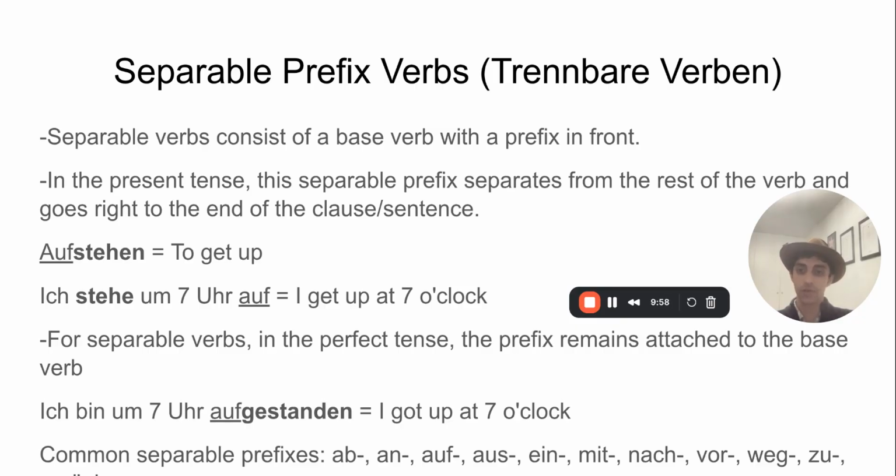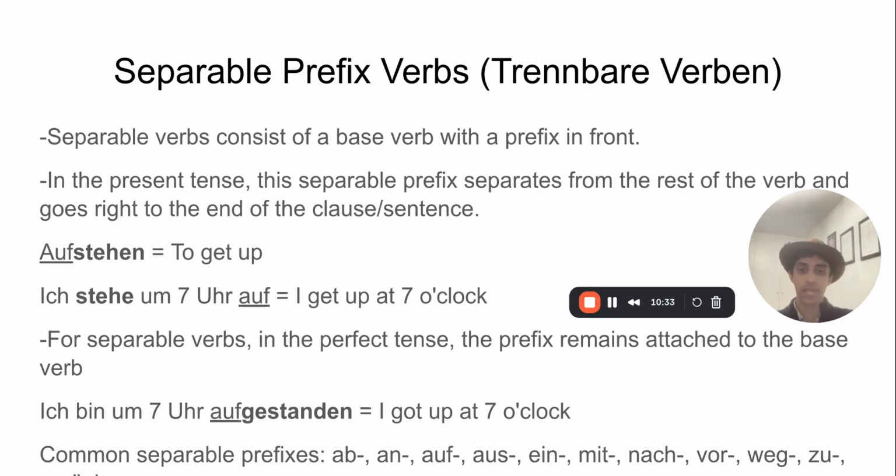And then lastly, just to go through some common separable prefixes, this is a very full list for GCSE and iGCSE. Those include ab, an, auf, aus, ein, mit, nach, vor, weg, zu, and zurück. So a lot of these are prepositions, of course. Well, they're all prepositions. So you're likely to remember these as prepositions in any case. And these prefixes do not change. So every single one of these prefixes, they're always separable prefixes.